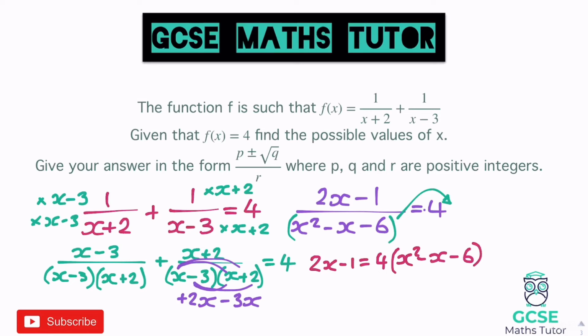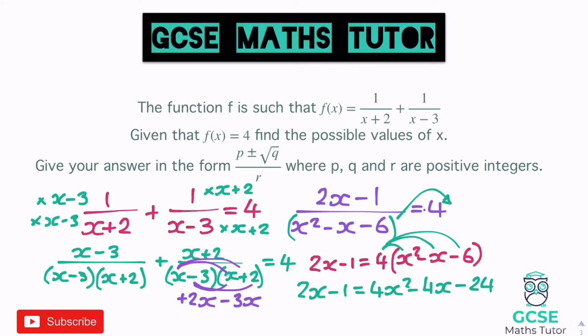There we go, so let's multiply that bracket out now. So we've got 2x minus 1, and that equals, we've got 4 lots of x squared, so 4x squared. We've got 4 lots of negative x, so negative 4x, and 4 lots of negative 6, so negative 24. There we go, so we have a quadratic on the right there.